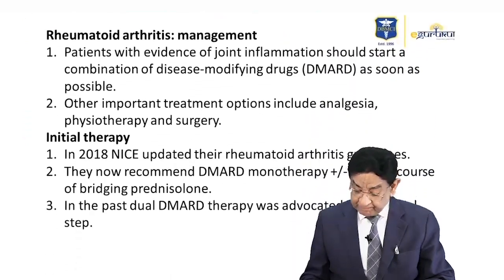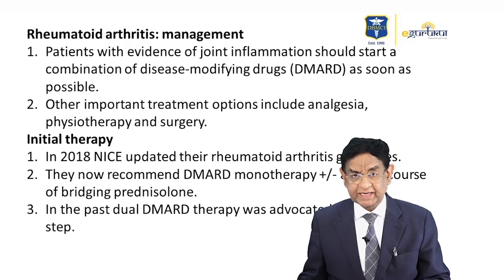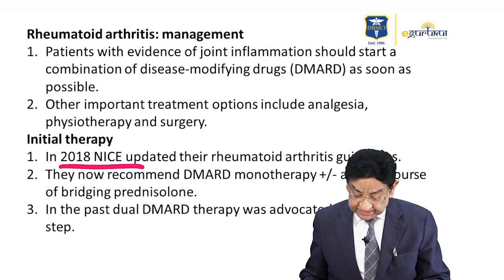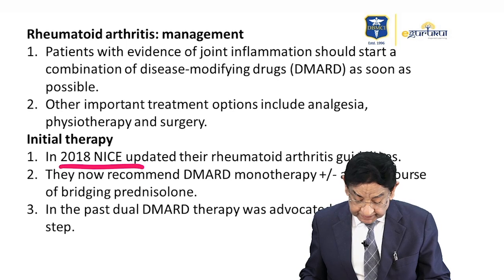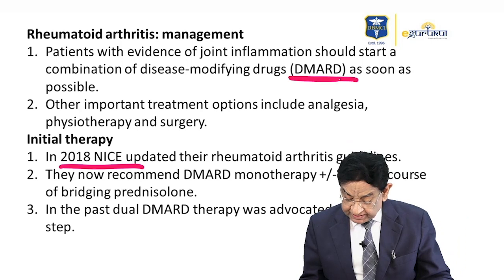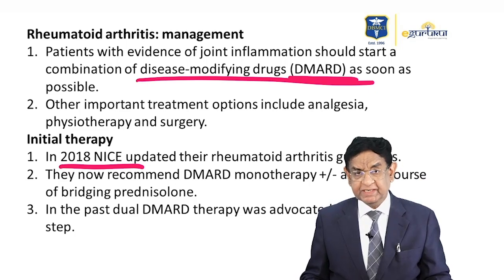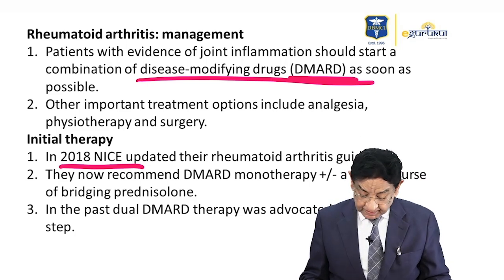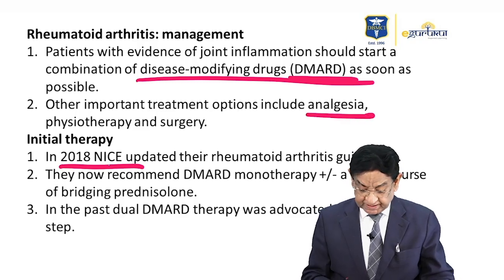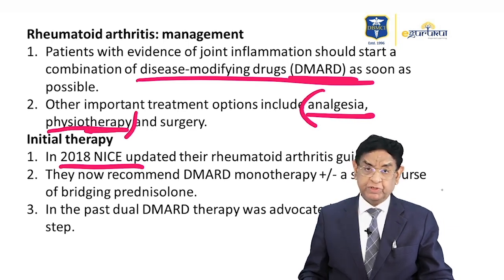So let's talk about management. How to manage a case of rheumatoid arthritis as per NICE guidelines. The 2018 NICE guidelines say that whenever a patient comes to you, start disease modifying agents as soon as possible. That is one instruction as per NICE guidelines. Of course, when we are planning the treatment, we have to look into the analgesic aspect and physiotherapy also. Two things have also to be seen.